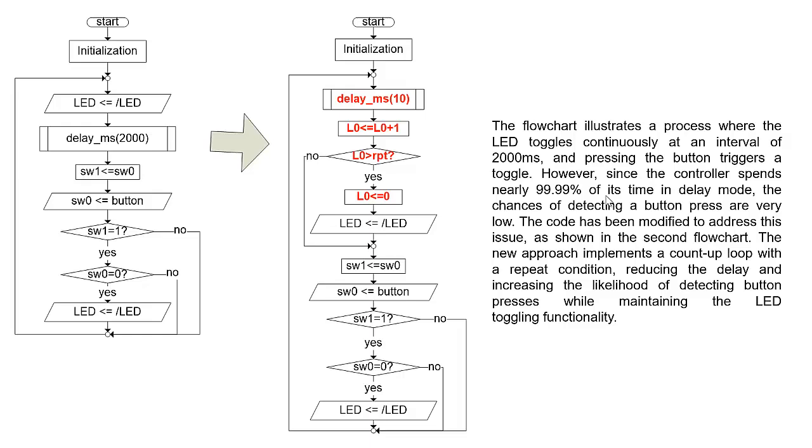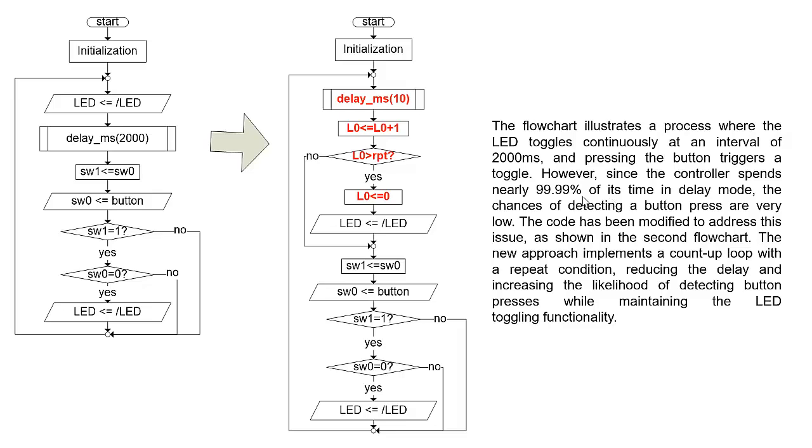So here, through the flow chart, the code has been modified to address this issue as shown in the second flow chart. The new approach implements a count loop with repeat conditions, reducing the delay and increasing the likelihood of detecting button presses while maintaining the LED toggling functionality. So this is what we have done in the previous classes.